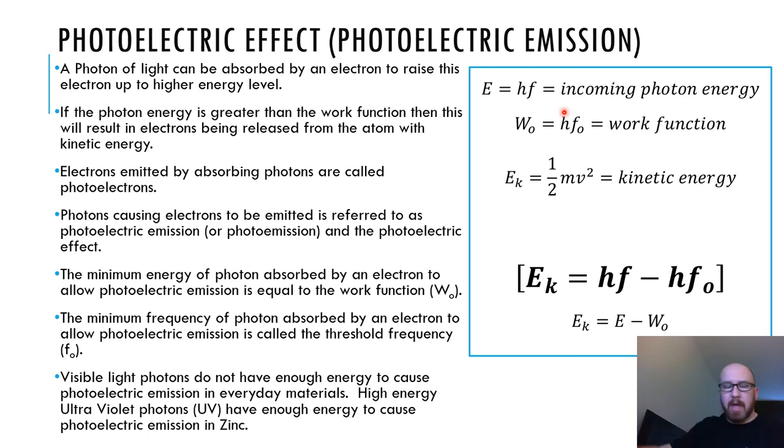E equals hf, energy is Planck's constant times the frequency. W naught equals hf naught. So the work function, which we're going to call W naught, is the same formula, hf, but with f naught as in the threshold frequency. That's the minimum frequency to get that jump from ground state to ionisation. And then Ek is half mv squared. We should know that already. So the kinetic energy being released, the extra energy, is equal to the incoming photon energy, hf, minus the work function, W naught, that we have inside the atom. So Ek, the extra energy it has, is equal to the energy of the incoming photon minus the work function. Now we'll use this formula in questions and in your homework tasks.